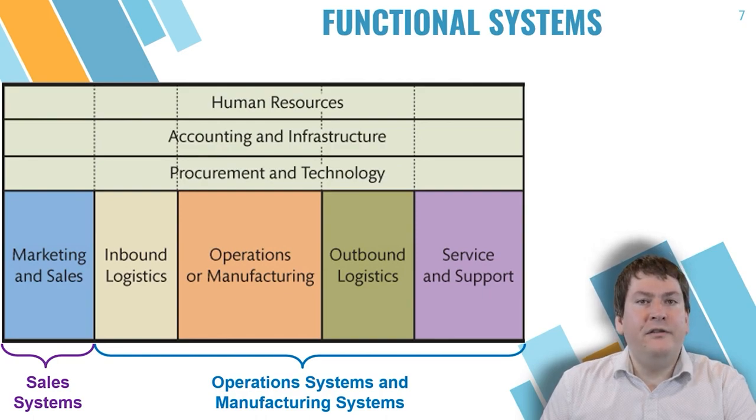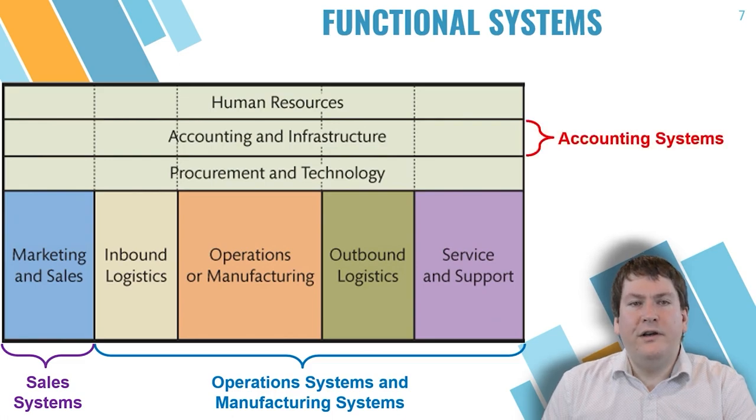Logistical operations and manufacturing activities are supported by operations and manufacturing systems. These would deal with things such as inventory control, customer service, scheduling, and manufacturing operations. Support activities are also included. We have accounting systems to support financial activities such as ledgers, financial reporting, and accounts payable and receivable.